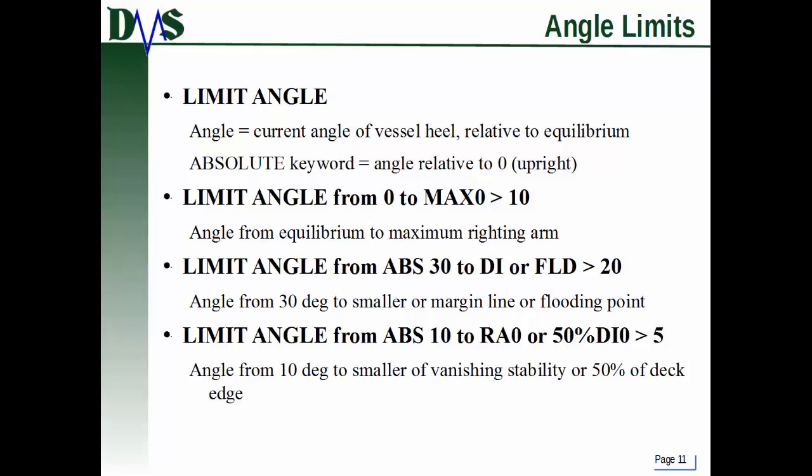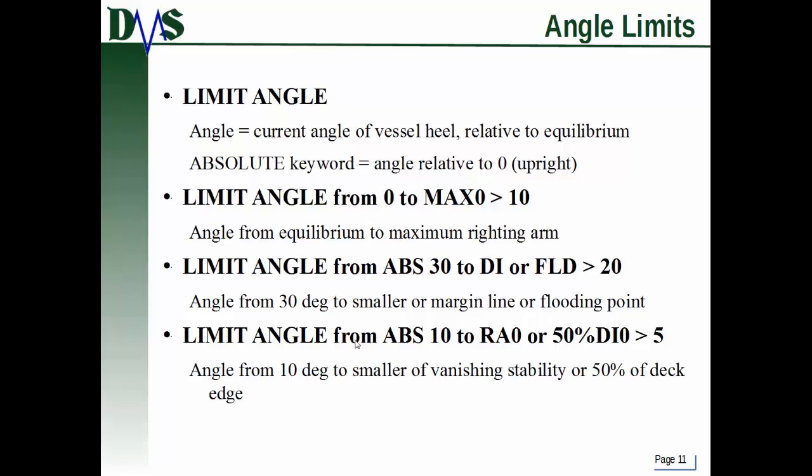Now if we take another example here, limit the angle from absolute 30 to DI or FLD. What we're telling it here is, first off, the abs keyword came in front of 30. So it's the angle from 30 degrees relative to 0, so 30 degrees itself, to the smaller of these two angles, either the margin line immersion or your flooding point, whichever one comes first. And GHS will check both of them to find out which one comes first.